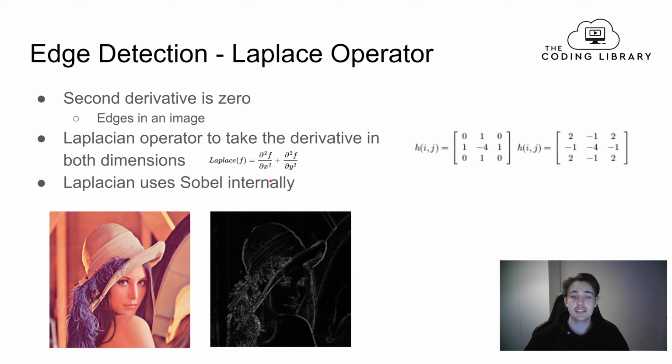The first one is edge detection with the Laplace operator. As I just mentioned, when the second derivative is 0, we have an edge in our image. The Laplacian operator takes the derivative in both dimensions, the X and the Y dimension. So we have the partial derivative of the function with respect to the X value, and also for the Y value, and then we sum them, and we get the Laplace of the image intensity function. And when the Laplacian is implemented in OpenCV, it uses the Sobel operator internally.